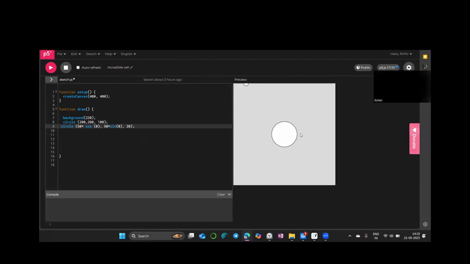We want it to be here. So we have to add 200 to make the shift. So we're going to add 200 here and 200 here. And now the circle should appear here as per our image. See, you can notice this thing.